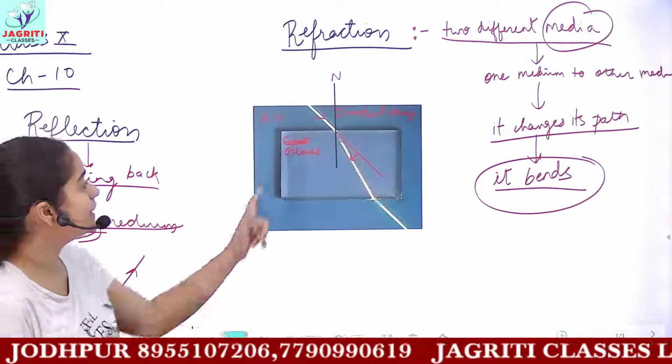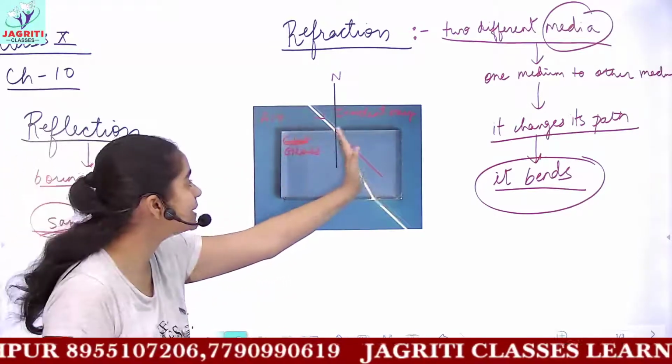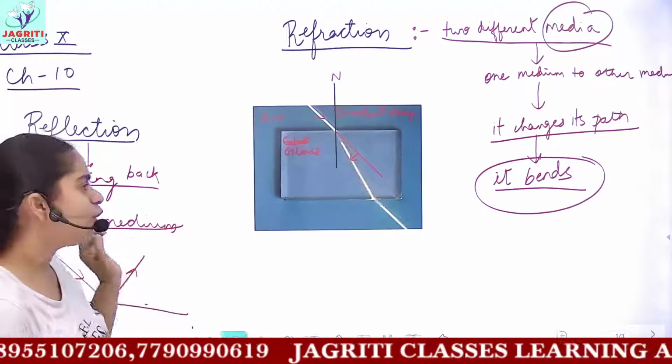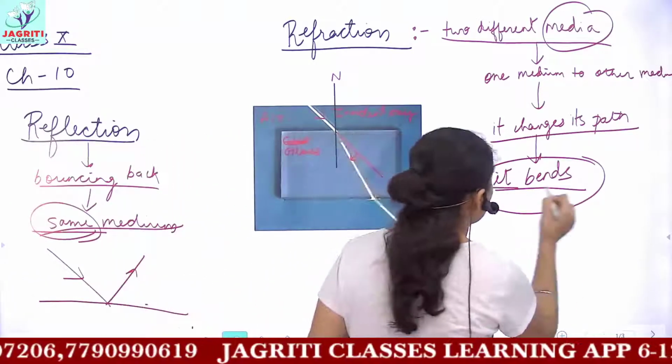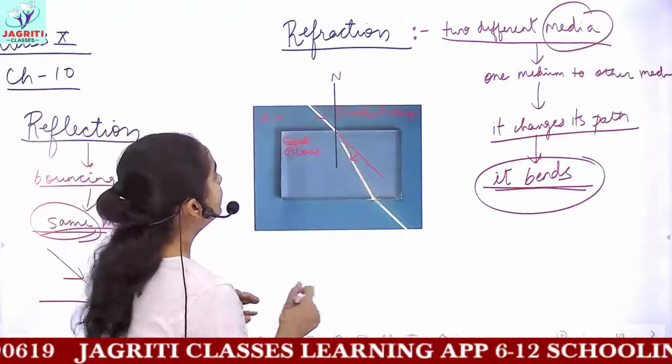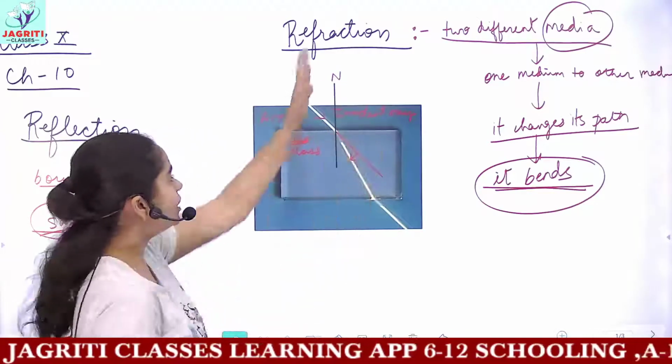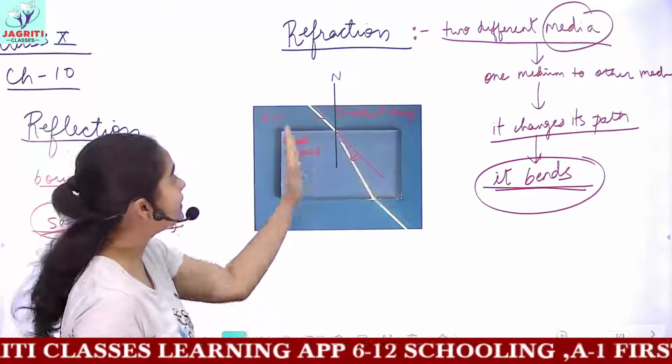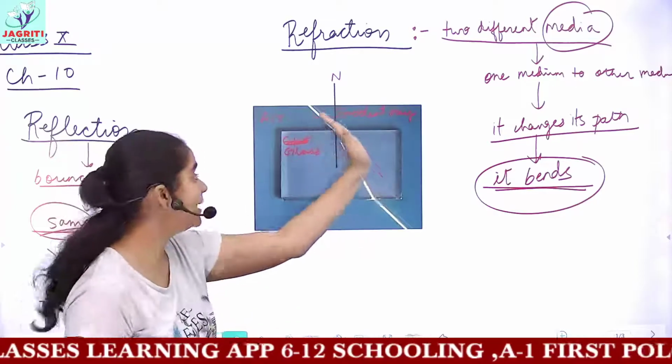Now, I have told you that this light ray bent. For explaining that, it can bend in two conditions. That is, it can bend either towards the normal. Normal is this ray. So either the incident ray can bend towards the normal.